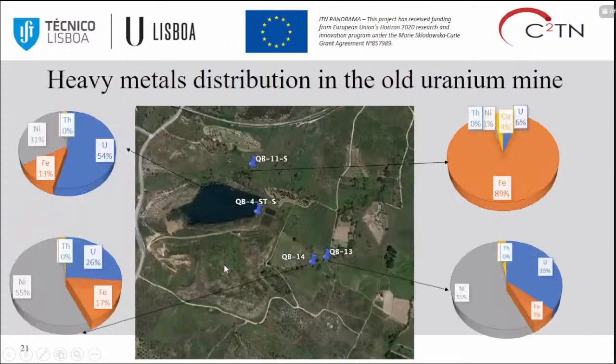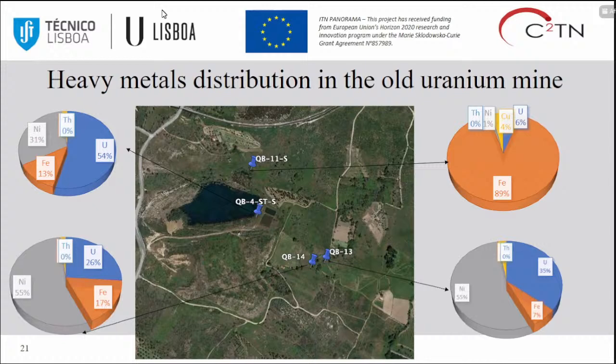Okay, I will explain a little of the heavy metal distribution in the old mine. You can see the different sampling points inside of the mine. We selected uranium, thorium, iron, and nickel because the mineralization of the old uranium mine obviously is uranium, and we also have chalcopyrite inside and manganese oxides, the secondary mineralization.